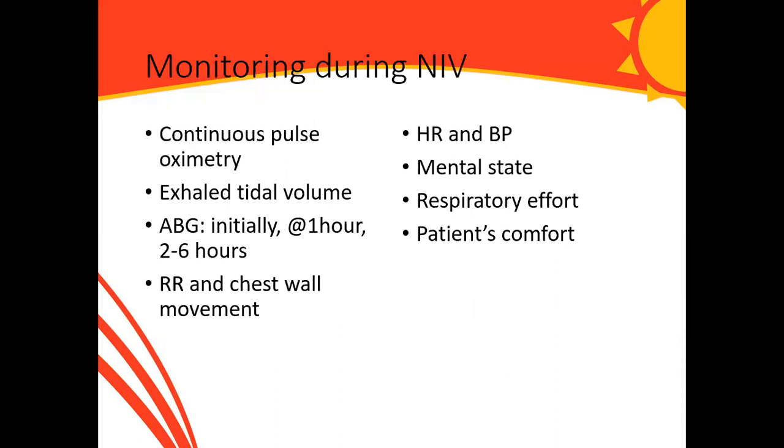For monitoring, use continuous pulse oximetry. You want to measure the exhaled tidal volume to ensure that it's adequate. Do an ABG initially, then at 1 hour after connection, then 6 hours later. You want to ensure that the chest is moving and the respiratory rate is adequate. You also want to measure the vital signs, look at the mental state of the patient, and observe respiratory effort and the patient's comfort.